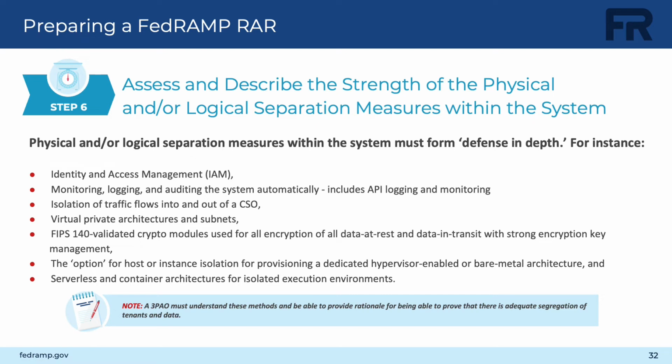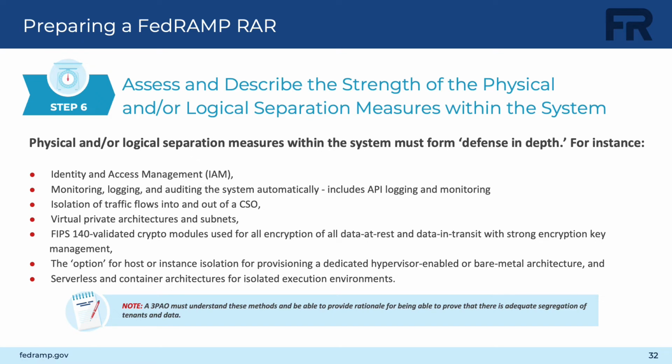Physical and/or logical separation measures within the system must form defense in depth. Adequate separation measures provide segmentation and isolation of tenants, administration, and operations, and address user-to-system, admin-to-system, and system-to-system relationships. Most current CSOs use isolation as physical and logical separation.